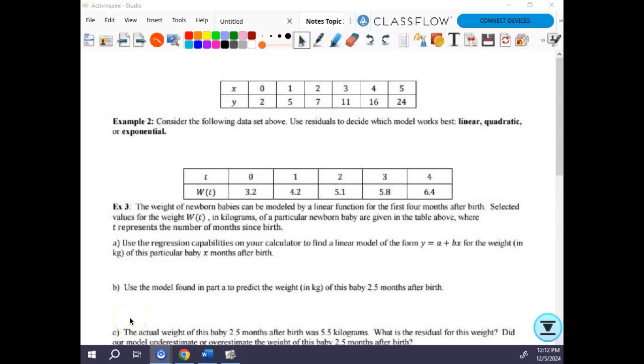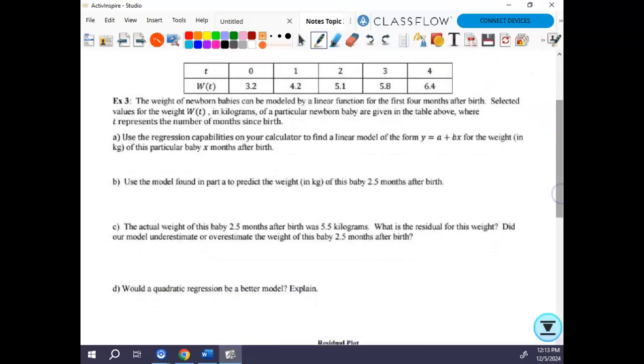Alrighty, so yesterday we did example 2. We came up with quadratic for that. We read example 3 and we labeled that this would be in months and this would be in kilograms, right? And then that's as far as we got because we just stopped there. So let's just reread this.